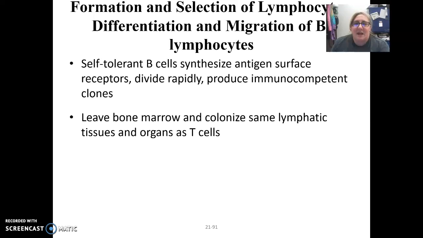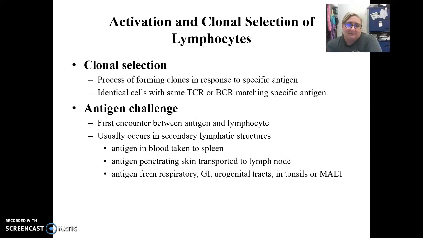gone. Once we have tolerant B lymphocytes, these are going to produce immunocompetent clones that then will leave the bone marrow, and they will then also move into the same tissues as the T lymphocytes. They're considered naive, and they'll wait for their first contact with some pathogen.